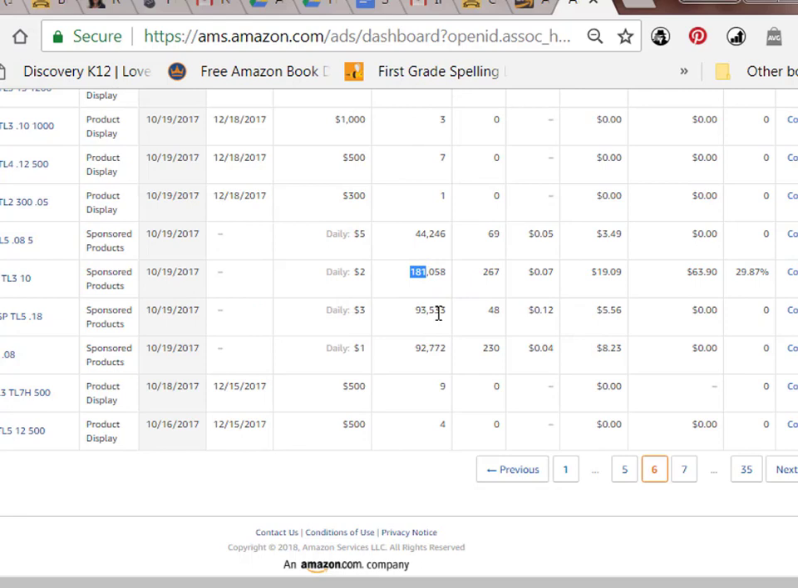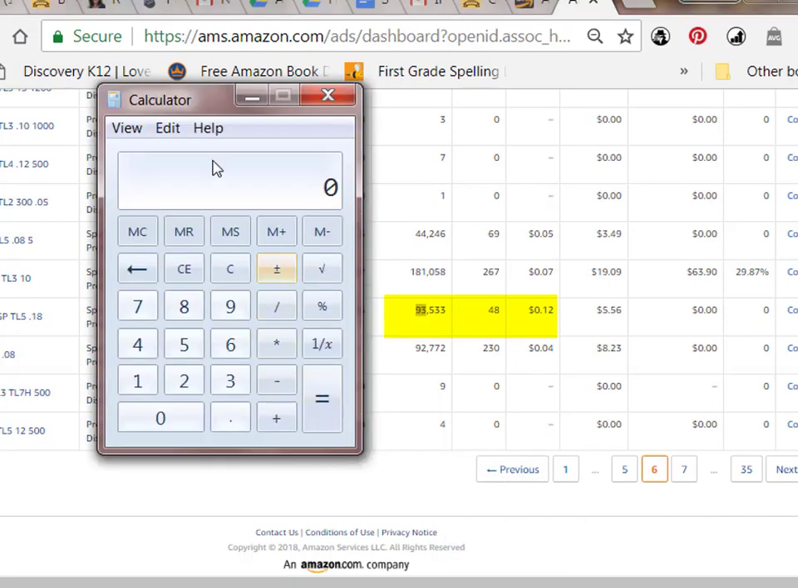Okay, now let's look at the bottom one. I'm just going to give you a second to look at it. This number right here, compared to this number, is this number bigger than or less than this number? Well, obviously it's less than. So what that tells me is that my clicks to impressions are not that great. So now I'm going to look at that one a little bit closer. 93,533 divided by 48 gives me almost 2,000 impressions.